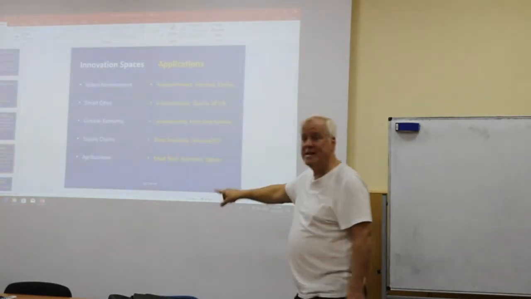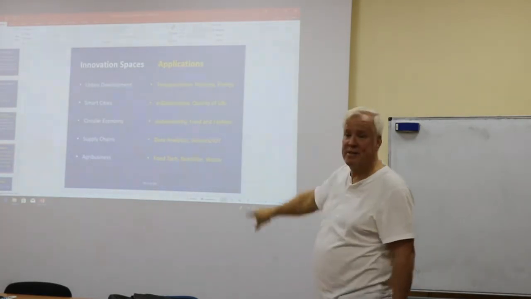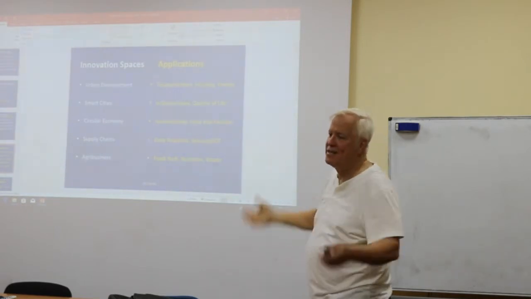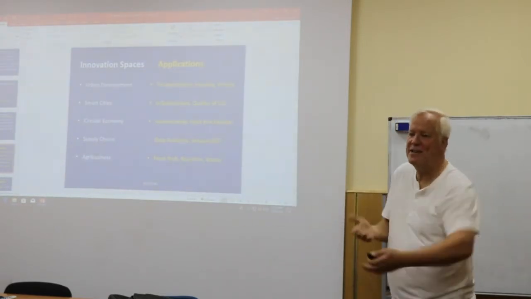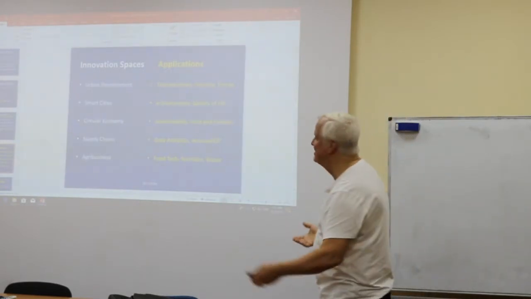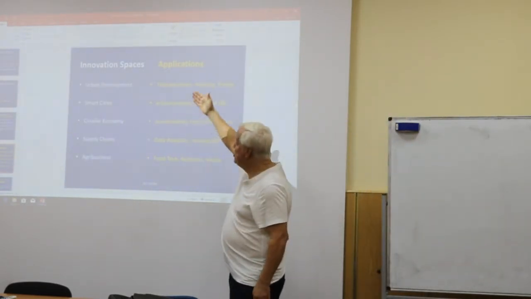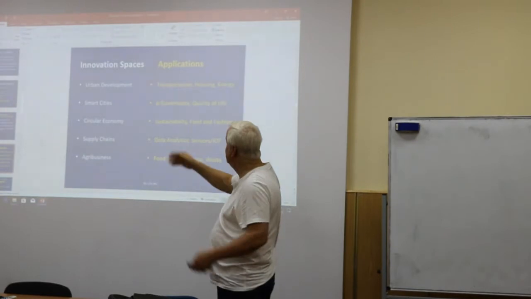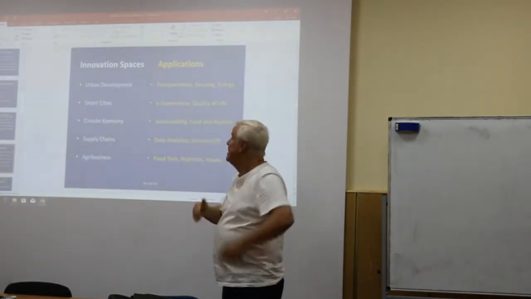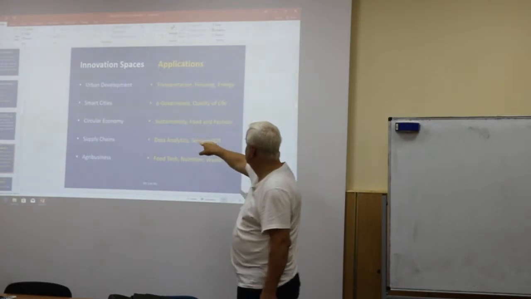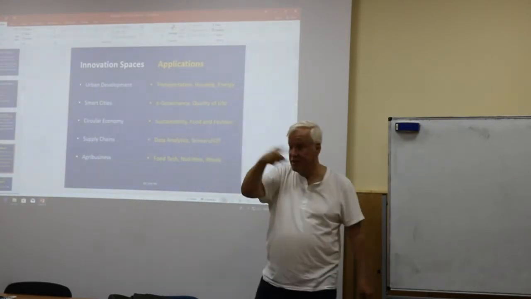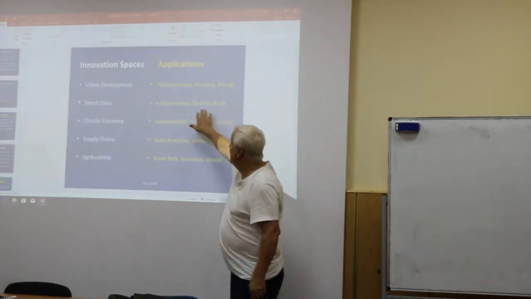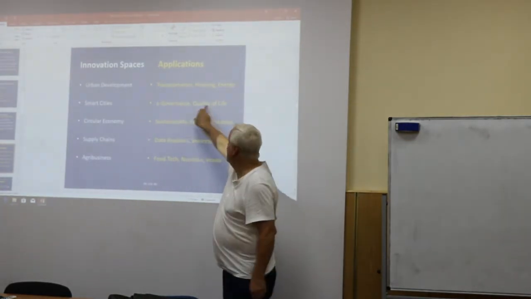If you look at the world right now, these are the major innovation spaces that are out there. I picked these, there are others, but you know, synthetic biology, biotech, we can't do much in this class with that. But you see huge work in these areas. Urban development, smart cities, which is really a subset. Circular economy, which is sustainability, food, fashion. I mentioned the recyclable t-shirts. Huge activity here, huge activity up here in smart cities, e-governance, quality of life.